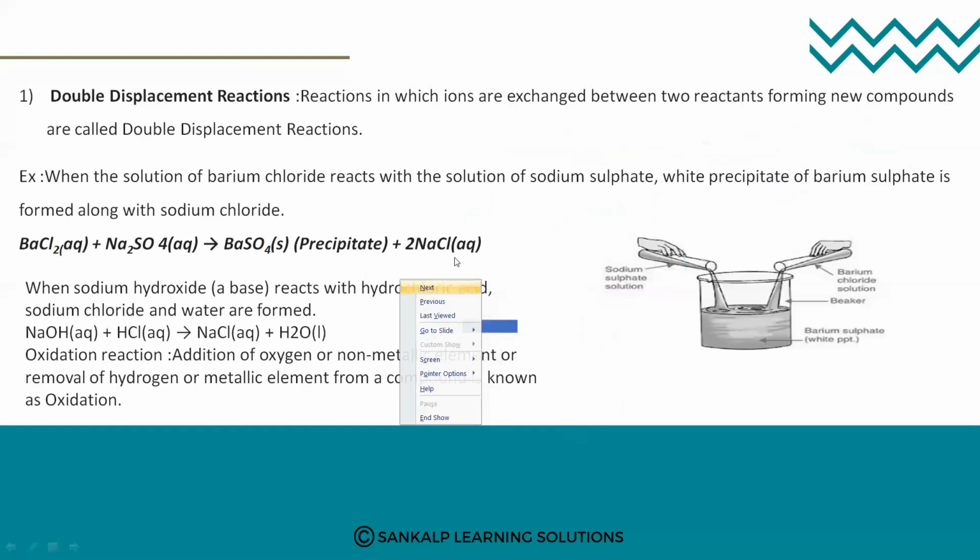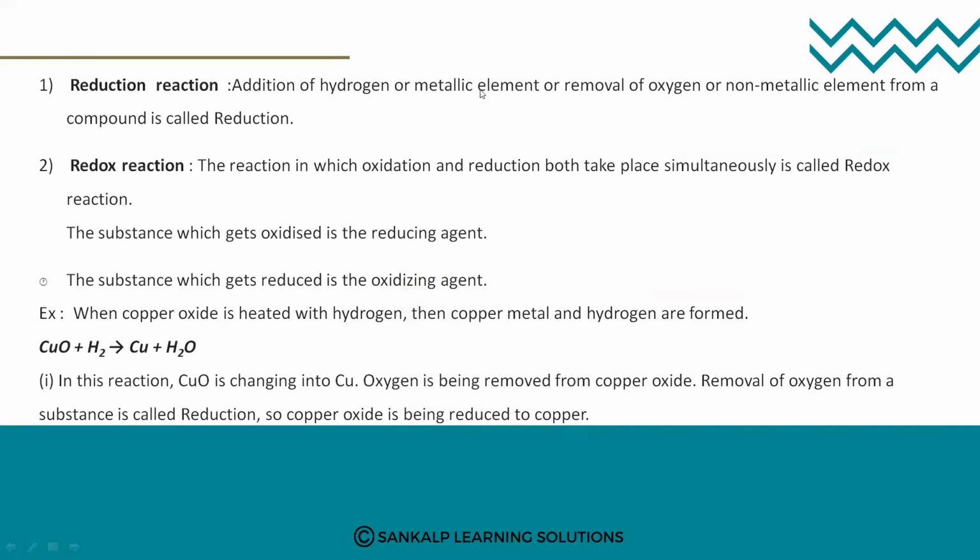So you can see here, CuO plus H2 is a redox reaction. It is a reduction because there is removal of oxygen from copper oxide, and here H2 becomes H2O, so there is addition of oxygen. So it is called oxidation. Understood? A single reaction wherein both oxidation and reduction take place simultaneously is called a redox reaction. Understood?